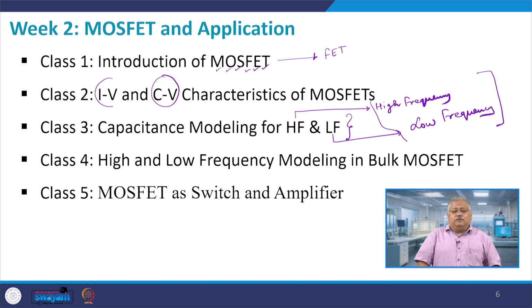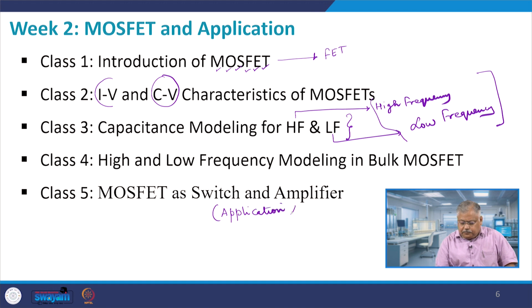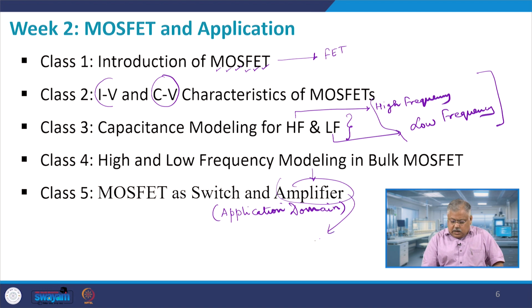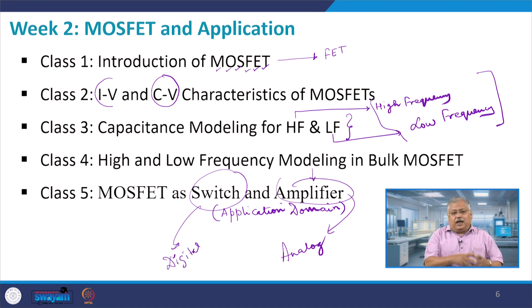Finally, in class number 5, we will take the MOSFET as a switch and an amplifier. So, these are the application domains which I was talking about, and we will try to give you an idea about how I can use the MOSFET for an amplifier. So, this is your analog domain, and the first one is more of a digital domain, I can say. So, this class will showcase to you that the MOSFET is such a vibrant and easy device that you can actually plug and place it both in analog as well as digital for getting the output characteristics. So, this we will do.